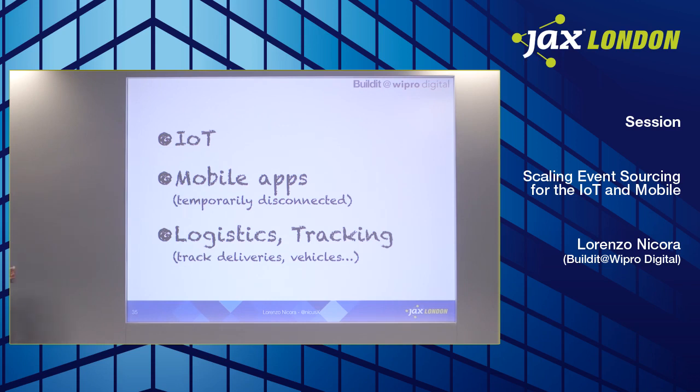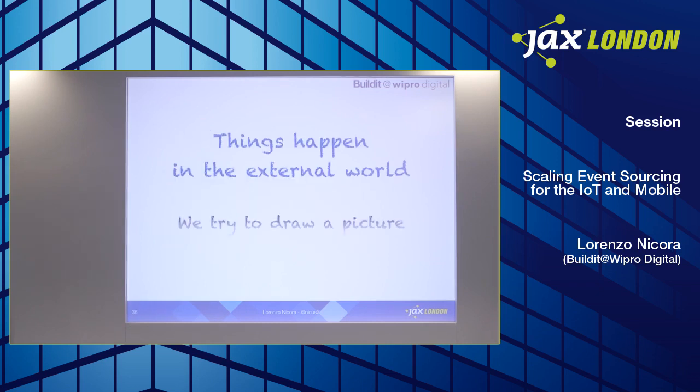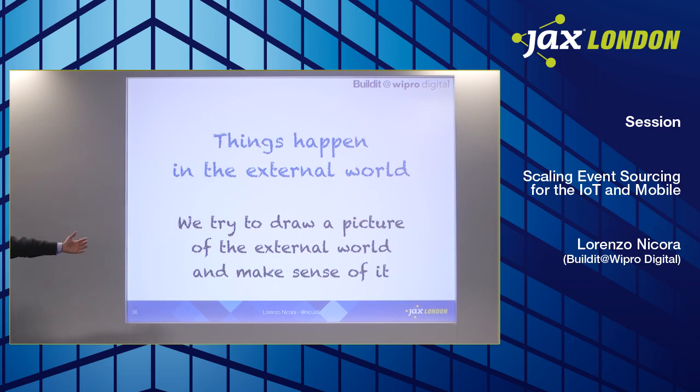And in terms of types of domains, logistics and tracking, everything that has to track something happening and gather where the thing is, what has happened: parcel tracking, delivery tracking, all this kind of stuff, vehicle tracking. Well, specifically, the application I was mentioning was something for logistics, tracking couriers and parcels and so on. In this kind of domain, things happen in the external world, not in our system. And what we have to do is gather these things that have happened and try to draw a picture that makes sense.